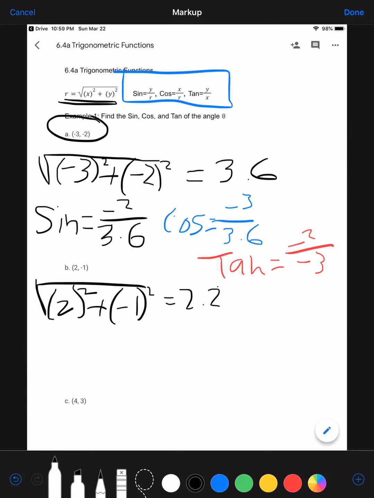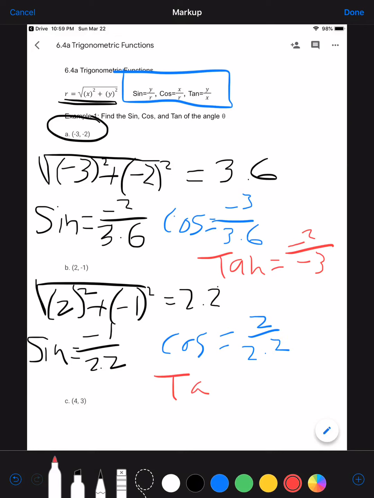So again, we're going to go through our steps. So sine is y over r. So -1 over 2.2. Cosine is equal to x over r. So our x is 2. So 2 over 2.2. And then tangent, which is equal to y over x. So -1 over 2. Okay, so we're going to stop there.